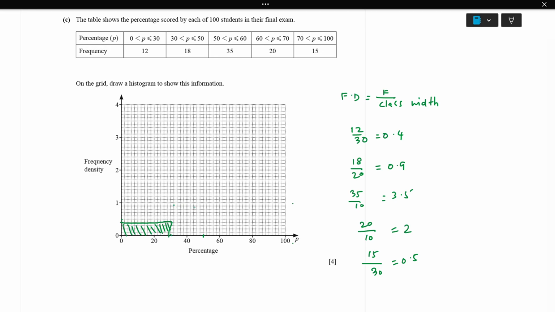So 0.9, we need to go until here. Okay, next one, 50 to 60. 50 to 60 is going to be until here, which is 35 over 10, 3.5. So 3.5 is here. Yes, 3.5 until here.